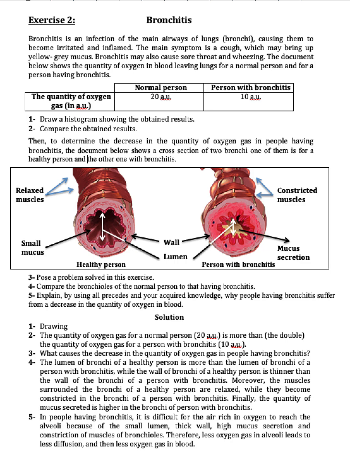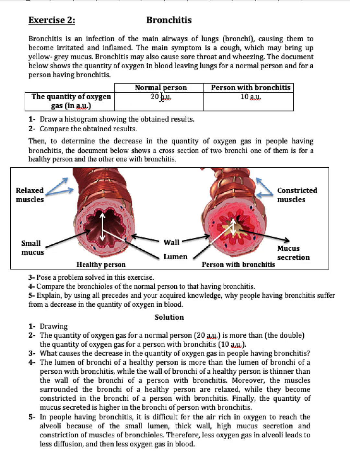The document below shows the quantity of oxygen in blood leaving the lungs for a normal person and for a person having bronchitis. So here in this table, we can see the measurement of the quantity of oxygen gas leaving the lungs, here for a normal person and here for a person having bronchitis. So you can see the difference in the quantity of oxygen.